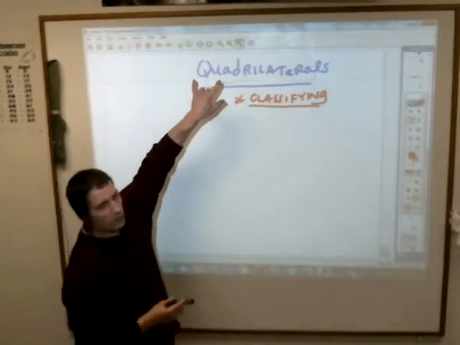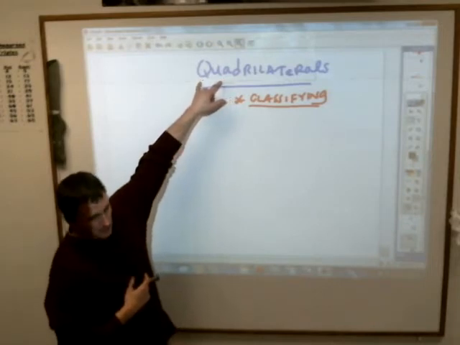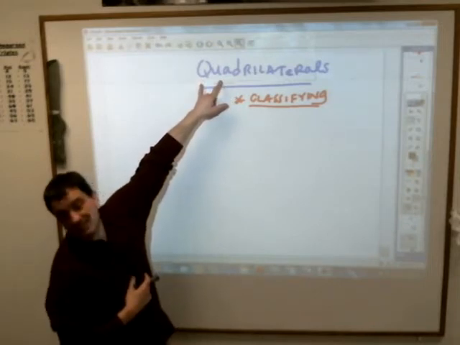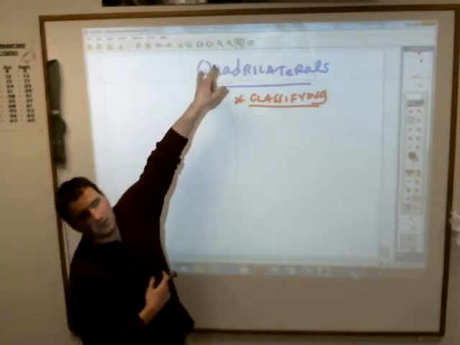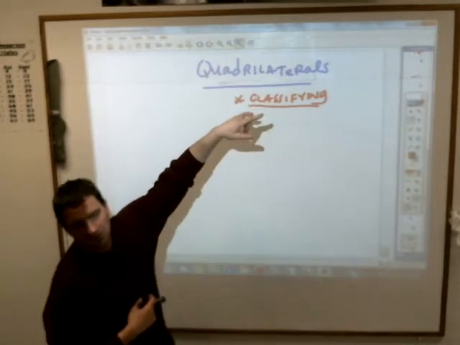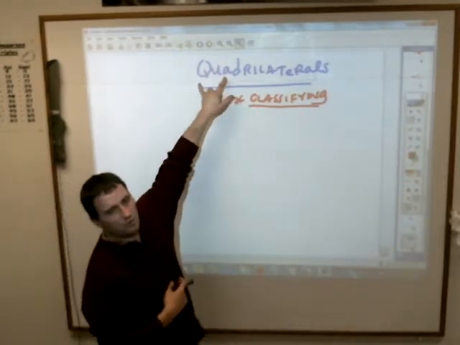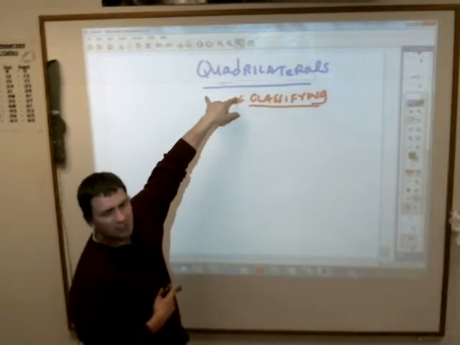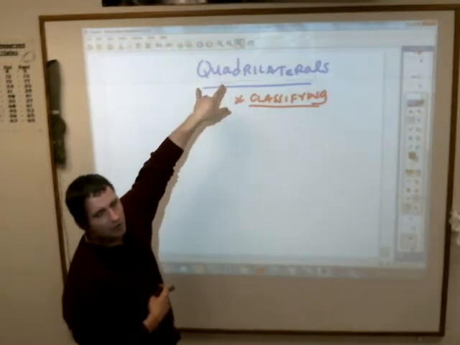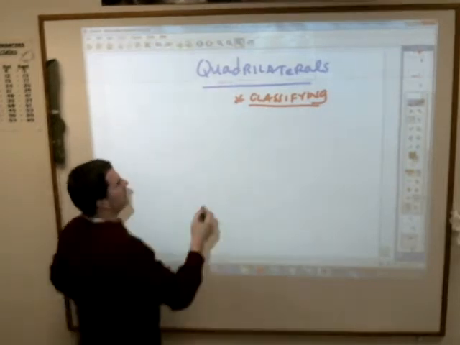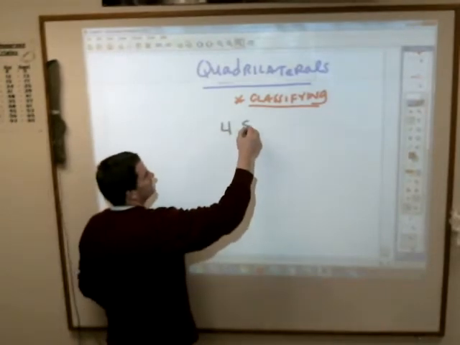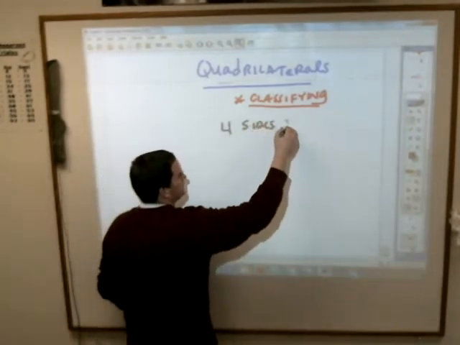Figure it out from the first four letters. Quad is how many? Quarts. How many quarts in a gallon? Yeah. A quadrilateral is a four-sided shape.